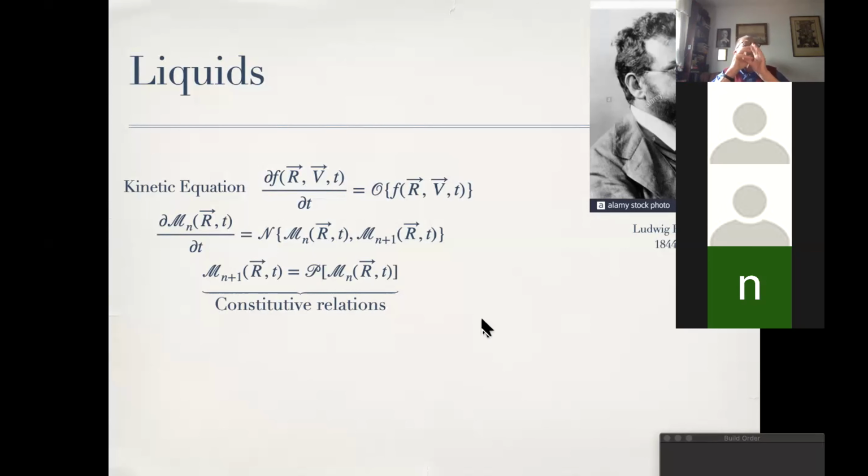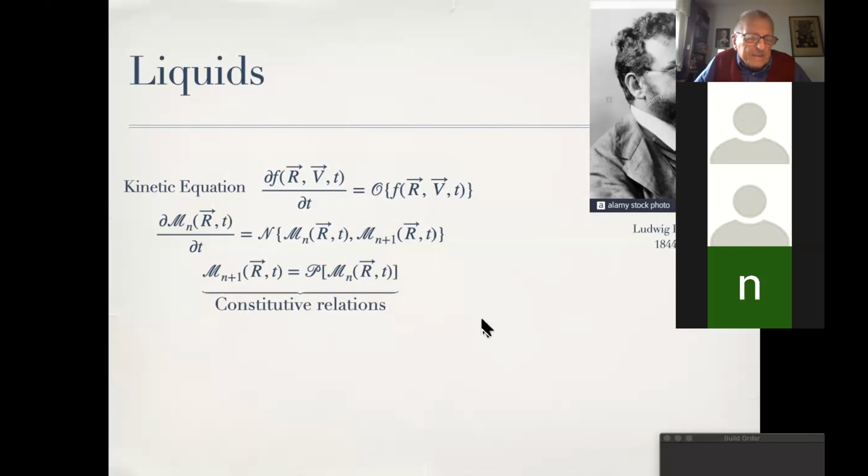And physicists have invented a procedure which relates the n plus first moment of the particle distribution function to the previous moments, which I symbolically have written here. And that relation, which allows us to relate the higher order moments to the lower order moments, has a general name of a constitutive equation. And there is a tremendous amount of different procedures suggested by physicists on how to do this.